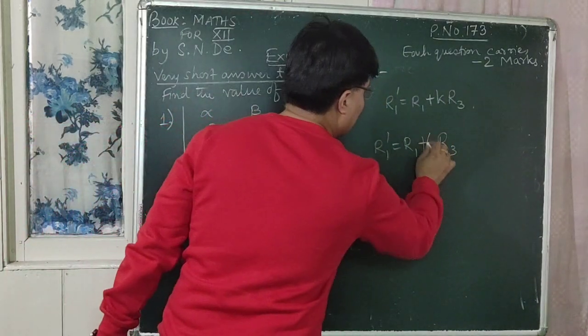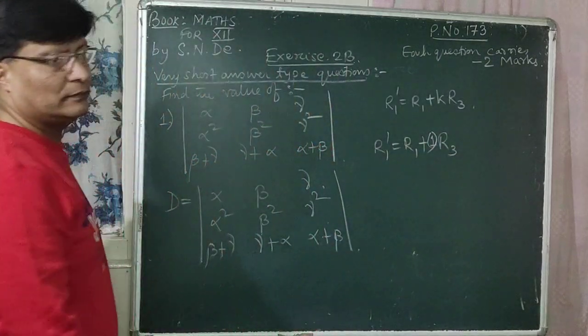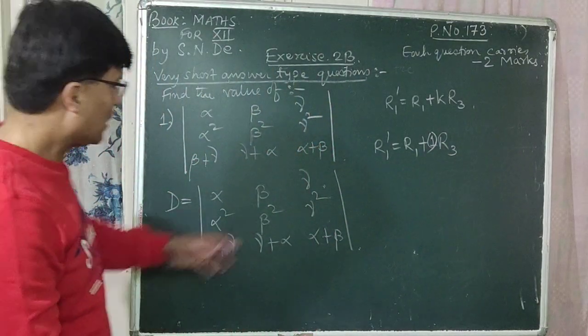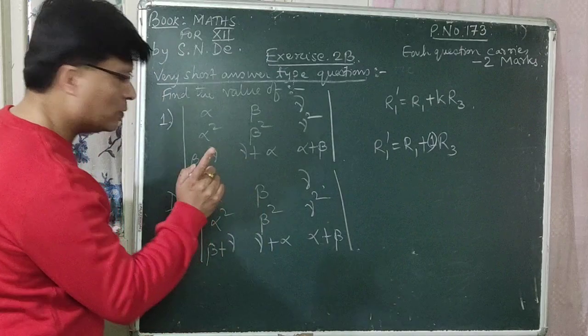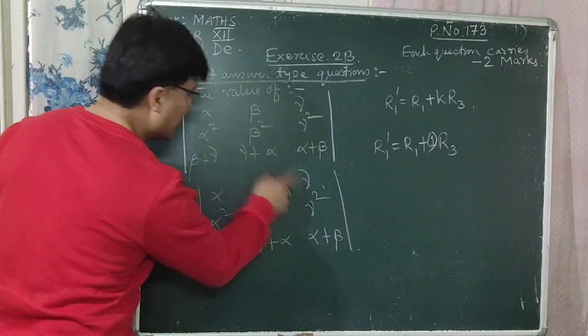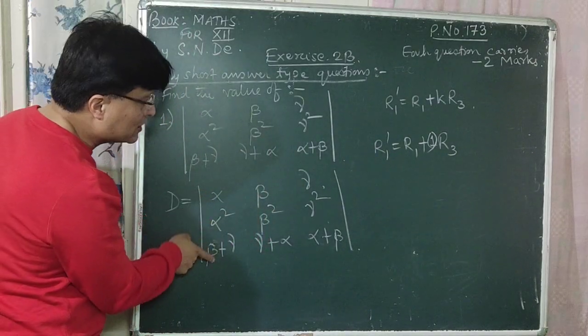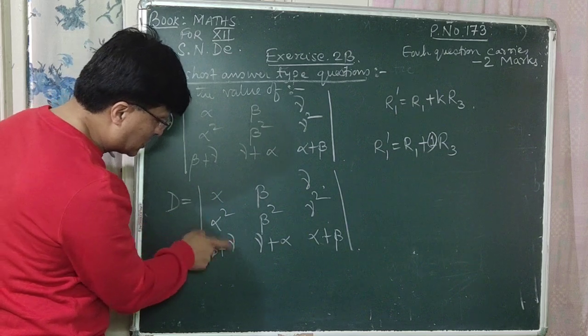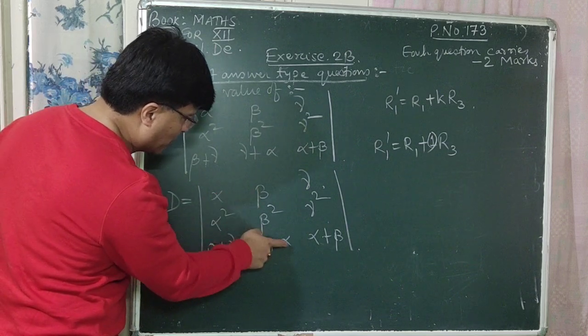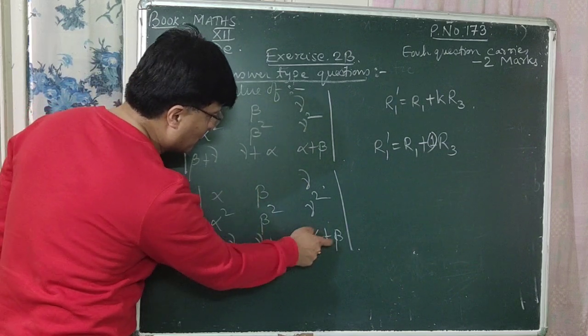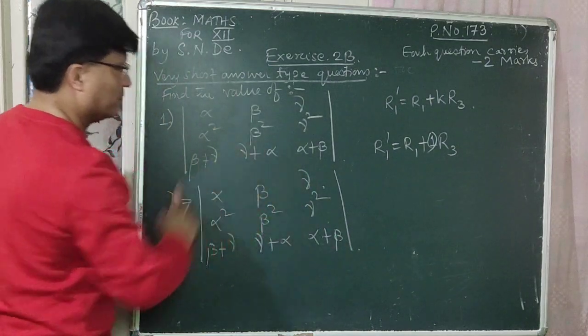That is where property number 4 is applied. What is property number 4? If each element of a row or a column is multiplied by the same quantity, then that determinant is also multiplied by the same quantity. That is your fourth property. You can use that property.